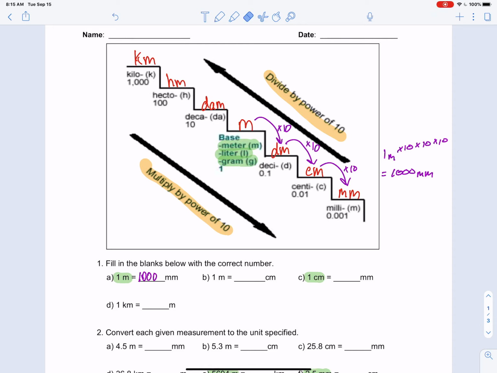Okay. Let's take a look at 1C here, and let's go from centimeters to millimeters. So if I'm going from centimeters to millimeters, again going down the stairs, but it's a single step, in which case I multiply by 10, and this becomes 10 millimeters. The reason for that is 1 centimeter, you multiply by 10 a single time, and it's 10 millimeters.